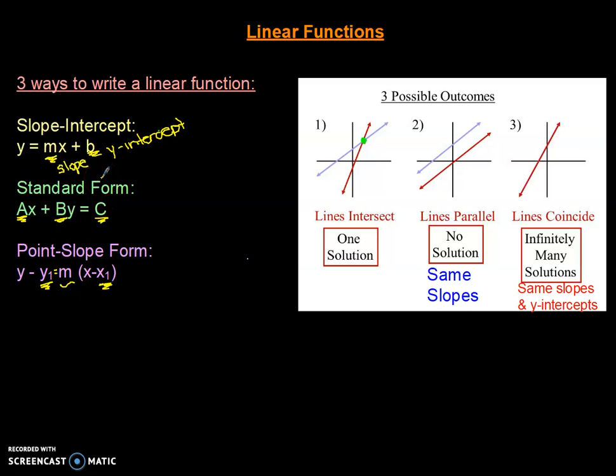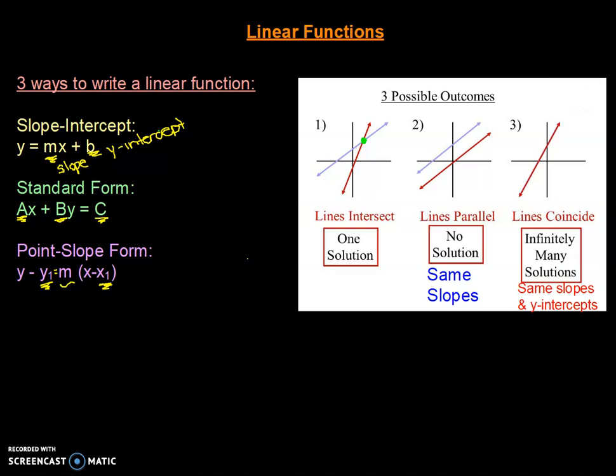Now, when working with a system of linear equations, if the two lines intersect, there is one solution at the point of intersection. If the two lines are parallel, they don't intersect, so there's no solution. And algebraically, you can tell by looking at the slopes. If the two linear functions have the same slope, then that means that there's no solution, the lines are parallel. And if they happen to have the same slopes and the y-intercept, that means they coincide and there's infinitely many solutions.